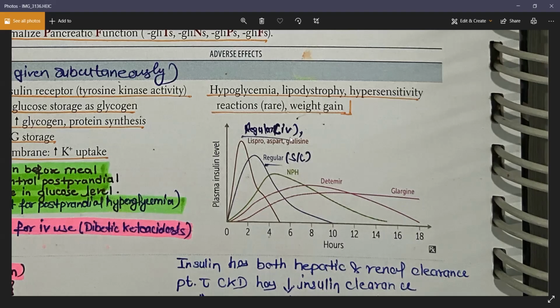So what are the adverse effects? It could be hypoglycemia. If the patient takes a dose of lispro, aspart, or glulisine but forgets to take the meal, the patient can have hypoglycemia. You will have lipodystrophy, which is a kind of lipid change in the body. And there is weight gain also. Can anyone tell me why weight gain?